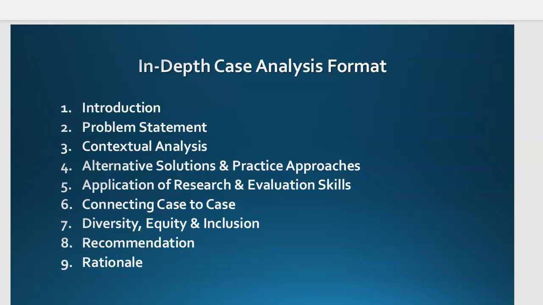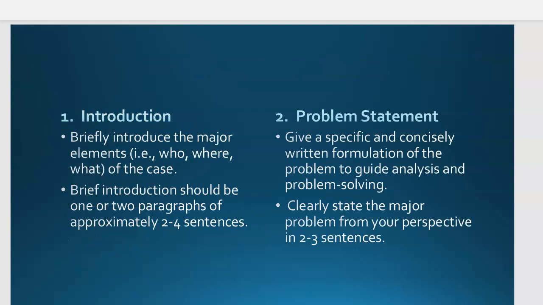Now let's review each section individually. Number 1 is the introduction. Keep your introduction brief. Introduce the major elements comprised of who, where, and what of the case. You do not need to describe it. You just need to introduce the elements that you're going to review in your case analysis. The brief introduction should be 1, maybe 2 paragraphs of approximately 2 to 4 sentences each paragraph.